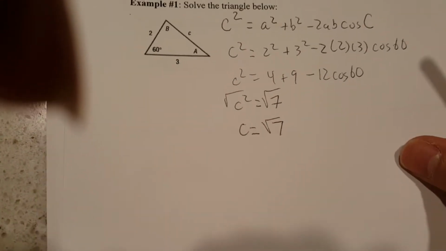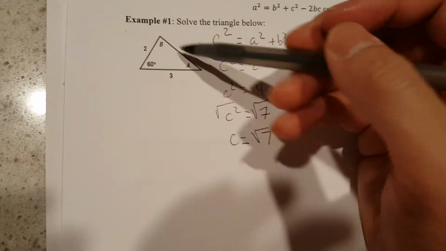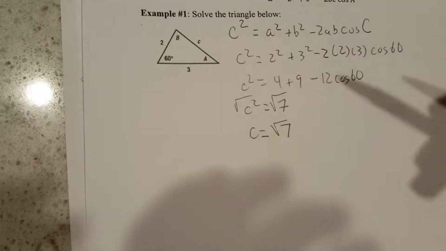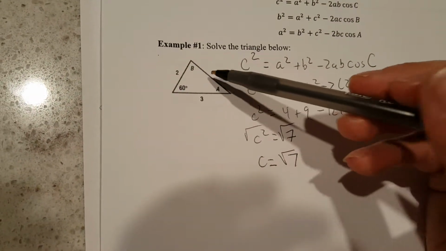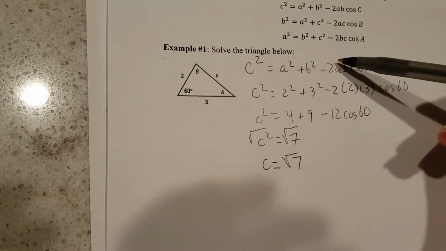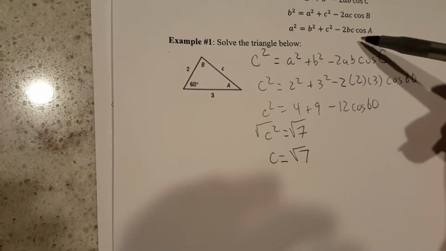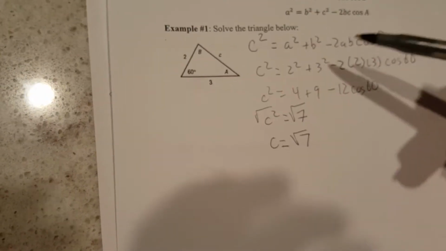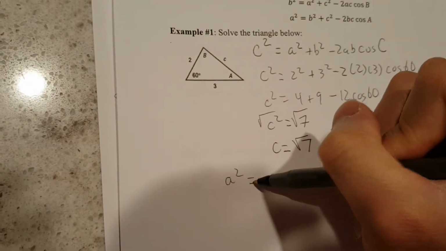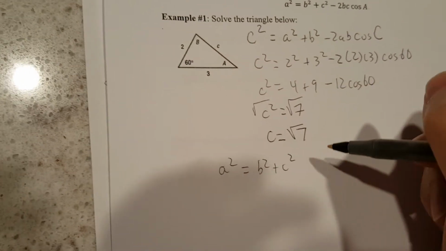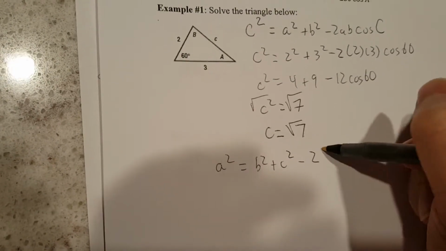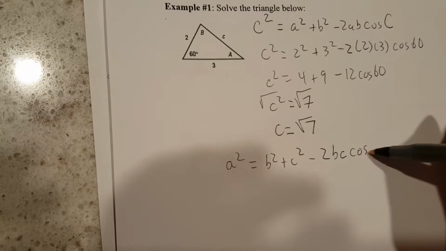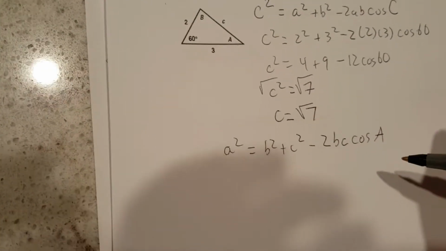So right here, we're going to use the law of cosines again to try to find angle A and angle B. Okay, so now if you just follow the formula here, you're looking for one of these missing angles. It doesn't really matter which one you use, just make sure you use one that has angle A or angle B. So I'm going to go ahead and choose the a squared one. So I have a squared is equal to b squared plus c squared minus 2bc cosine A.